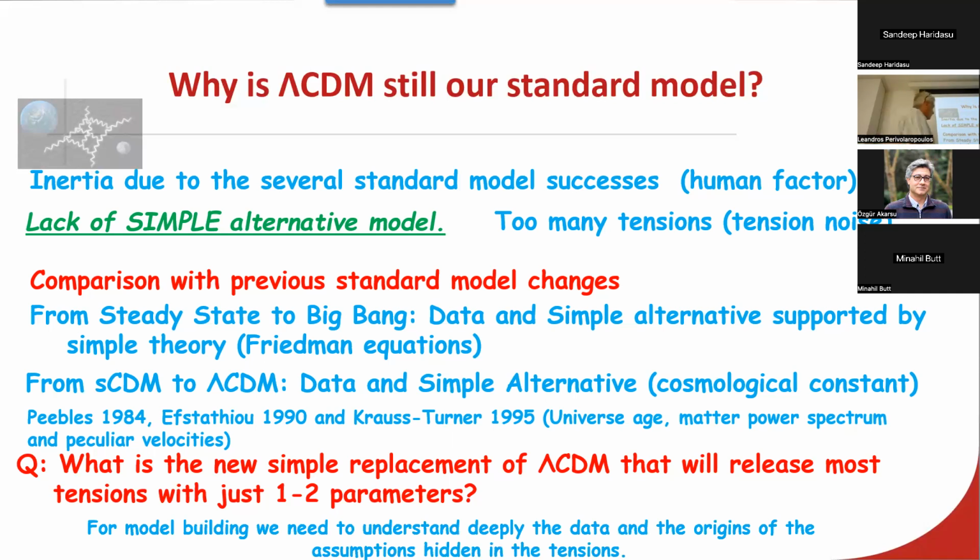So to actually find which are these 2 parameters, we need to understand deeply the data, first of all, and not only one data set, but many data sets, and also to understand the origins and assumptions hidden in the tension. If we just say, for example, H naught is different, that doesn't say much. We have to understand why each observation predicts a different H naught. What are the ingredients involved in this observation? Otherwise, we're not designing the right models if we don't really understand the observations exactly. What are the assumptions hidden in each observation?